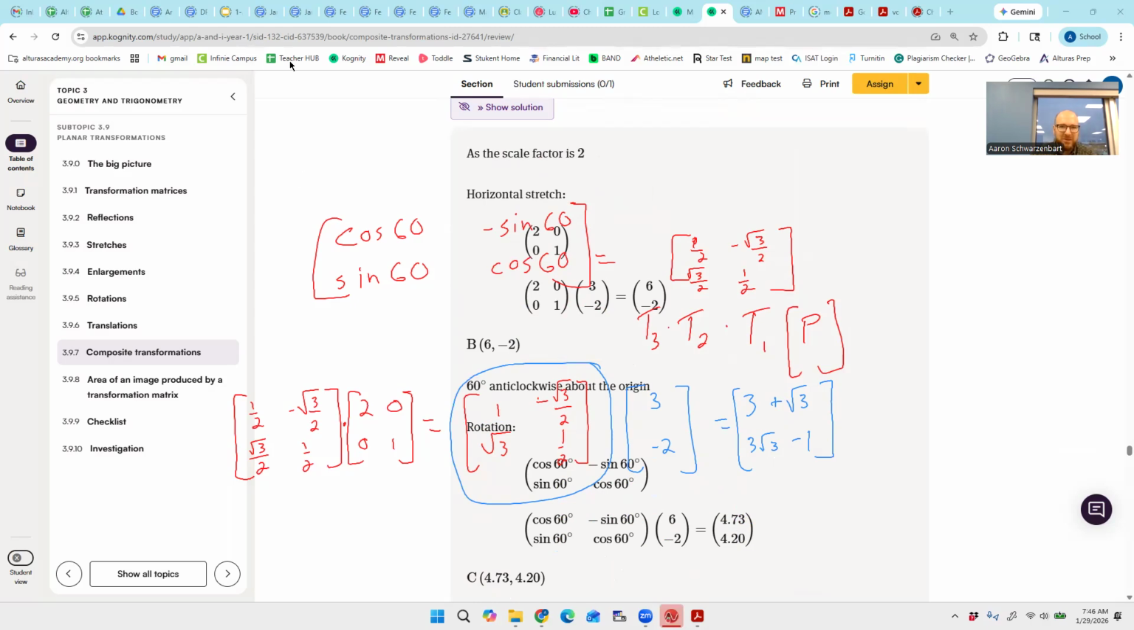We will pick up with this tomorrow and do some more composite transformations and then talk about how the area can be shown with any matrix transformation.